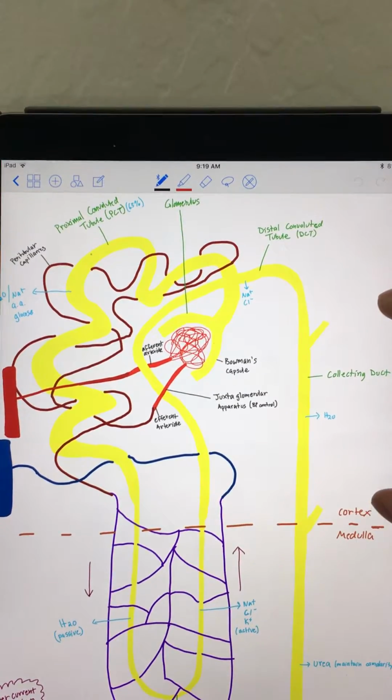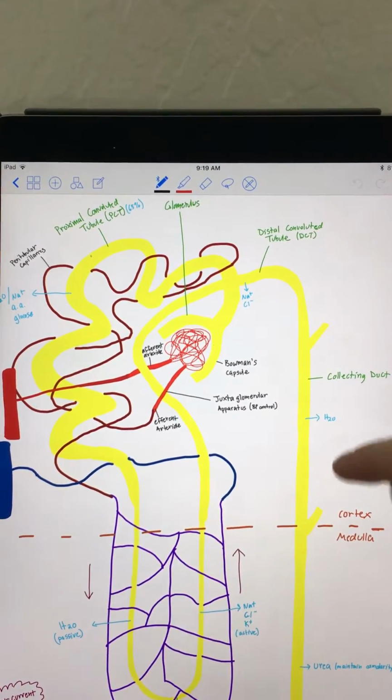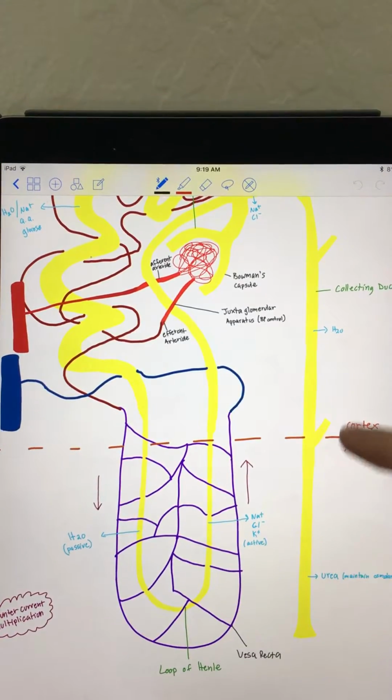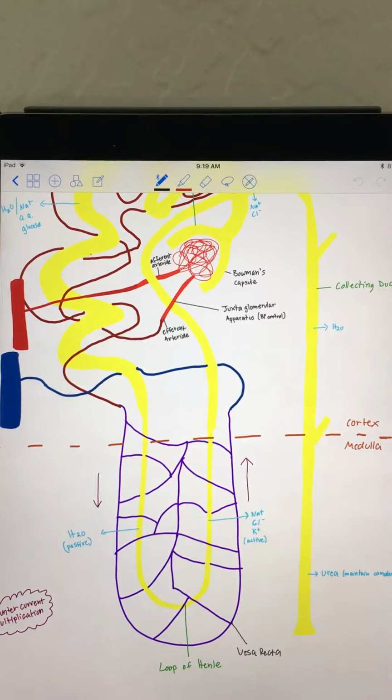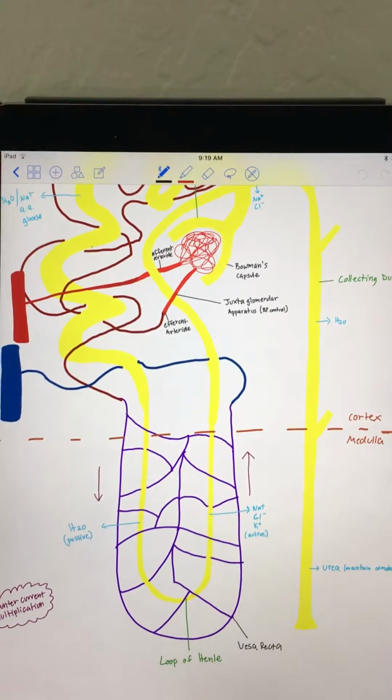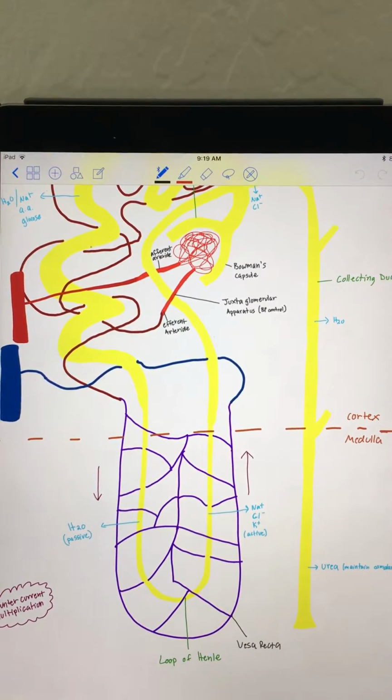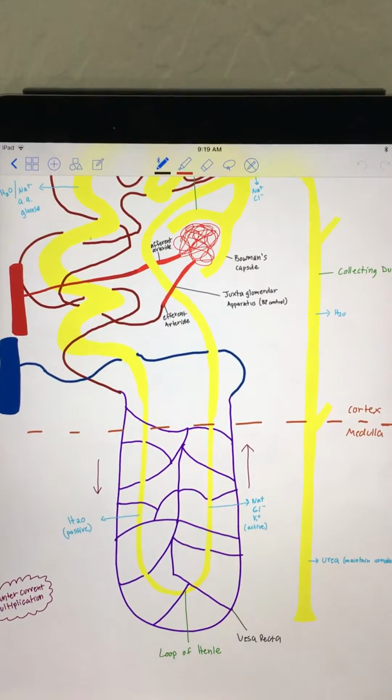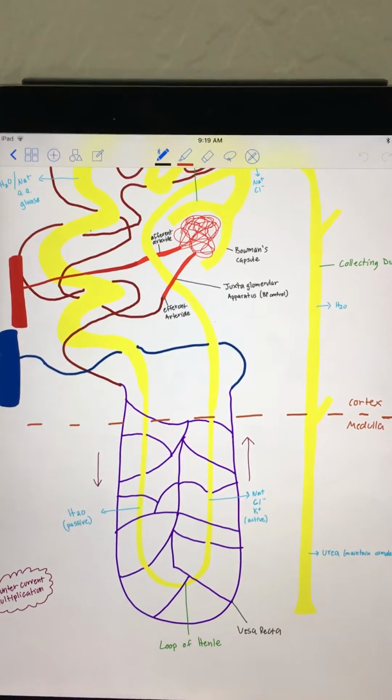And here in the cortex, we have our last reabsorption of water. And then down in the medulla, where the collecting duct is, we have reabsorption of urea, which helps maintain our osmolarity. And that's how urine is formed.